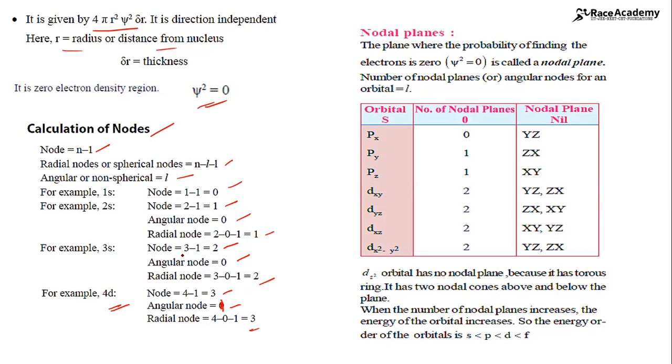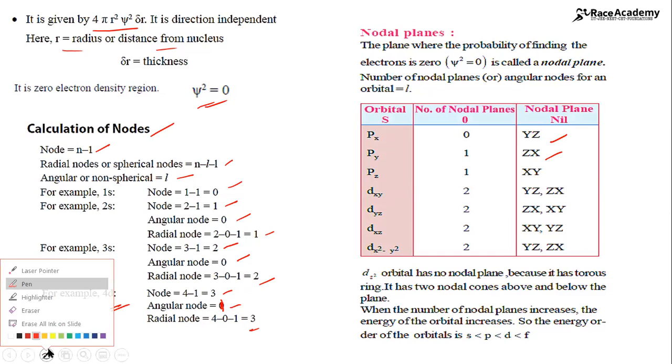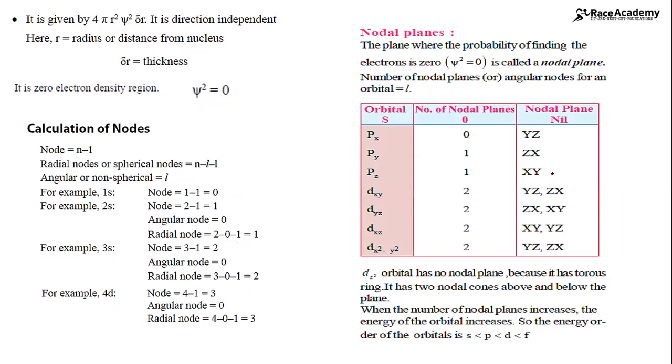Okay, let us move on to the nodal planes here. Px has the yz plane, py has zx, pz has xy. For dxy, the planes are yz and zx, two are there. For dyz, two are there. For dxz, these two are there. For dx square minus y square, we have two: yz and zx. Here the dz square orbital has no nodal plane. That's what we observed. And finally, we understand the energies like this. The energy order is given like this: s less than p less than d less than f.